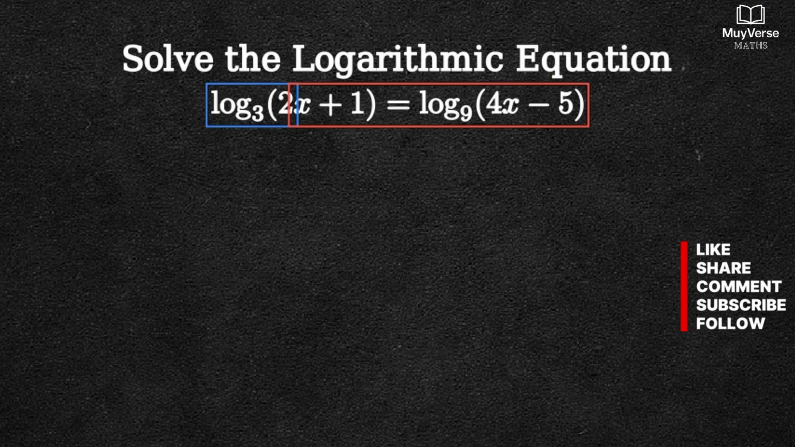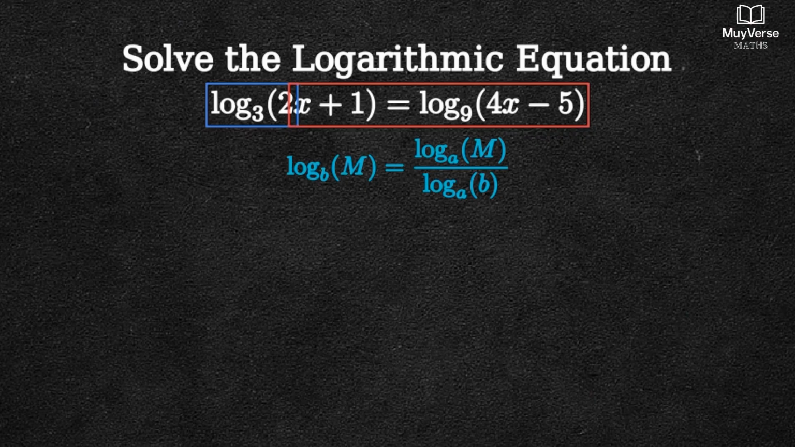Step 1. Make the bases match. We will rewrite base 9 in terms of base 3. Because 9 equals 3 squared, we use the change of base idea: log base b of m equals log base a of m divided by log base a of b, or when b equals a to the power k, log base a to the k of m equals 1 over k times log base a of m.